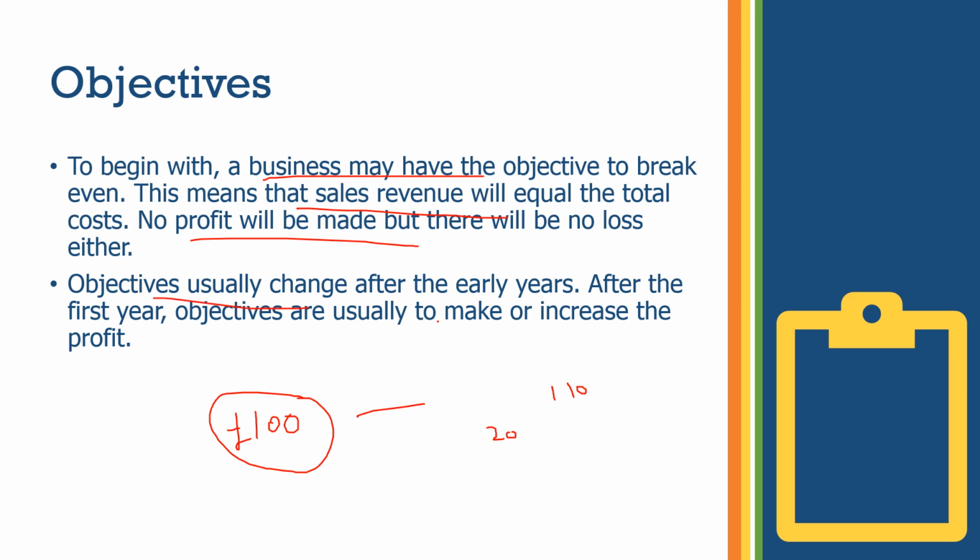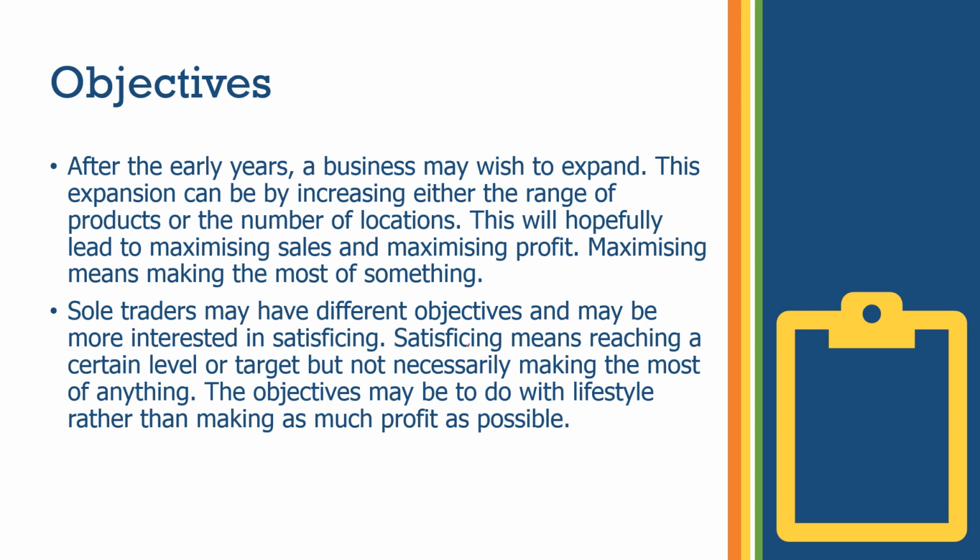So objectives usually change after early years. After the first year, objectives are to make or increase profit because businesses are greedy nowadays. Their whole aim is to make profit, and that's why most businesses exist, to make profit.